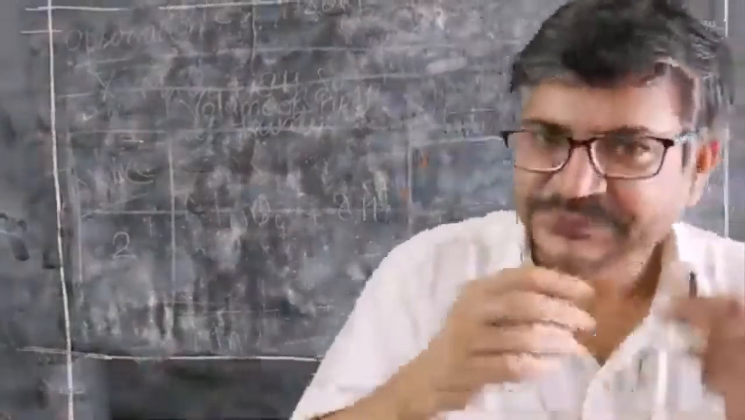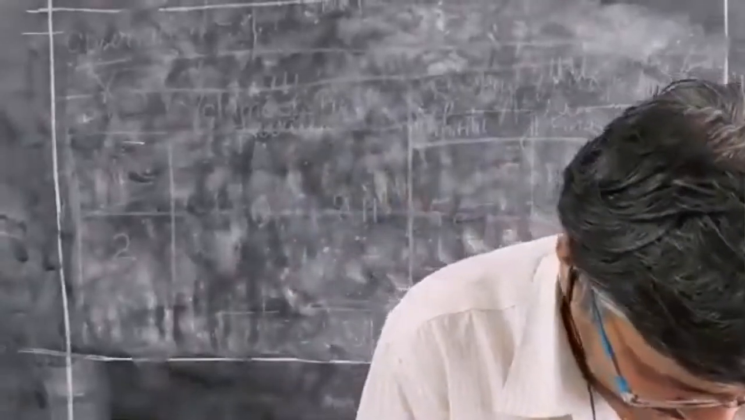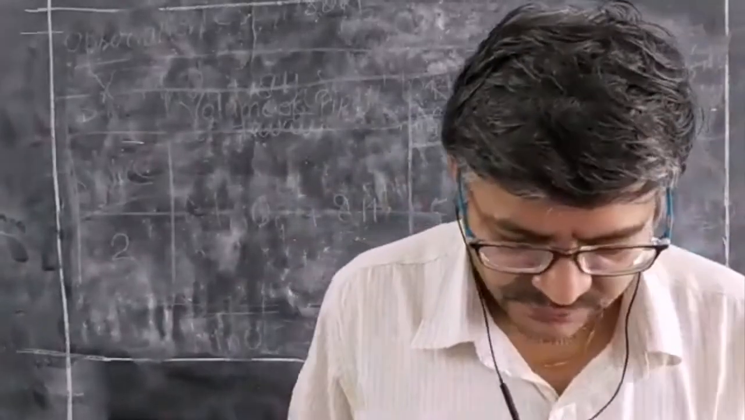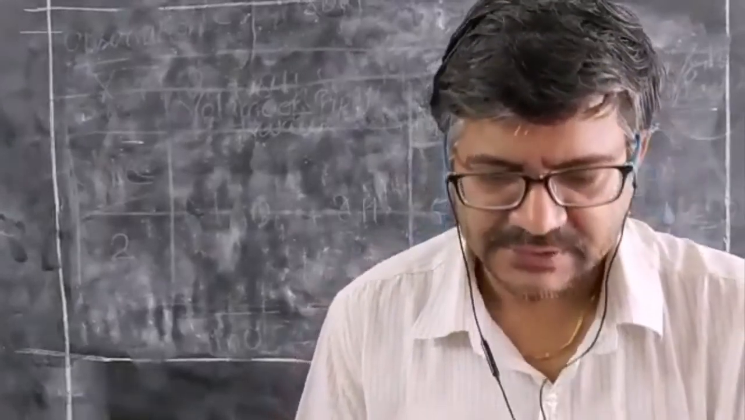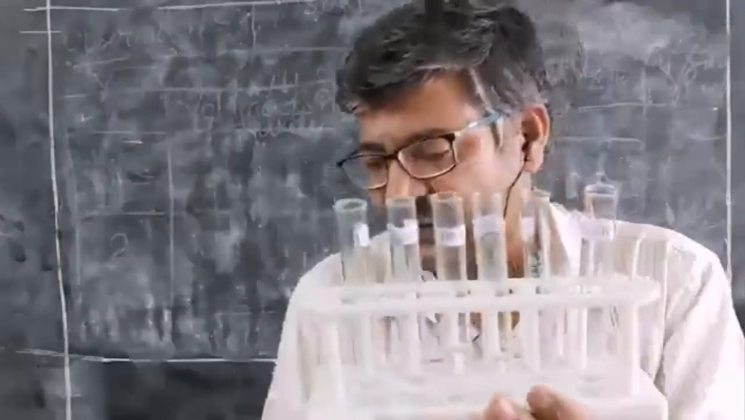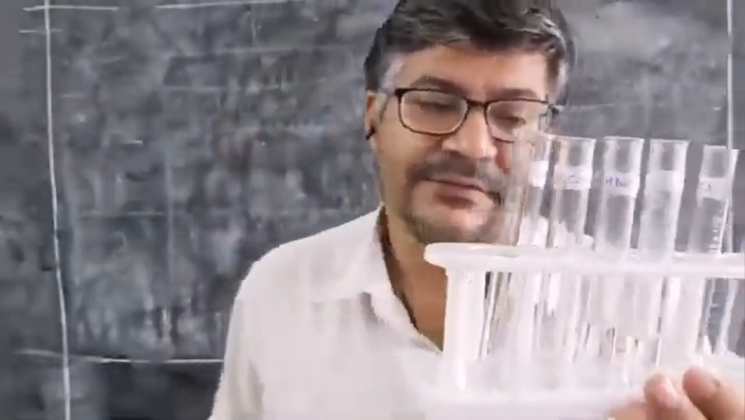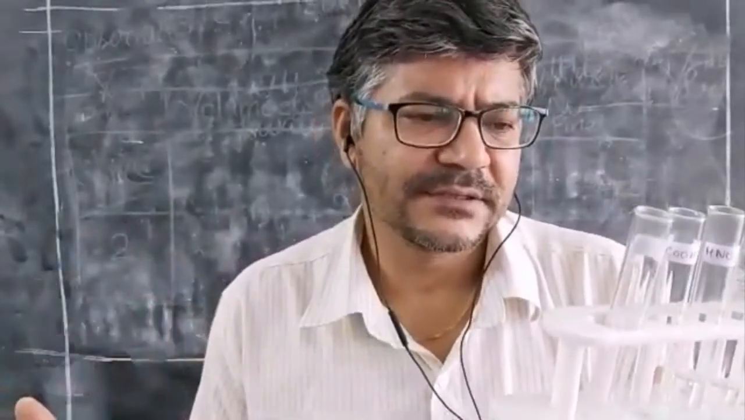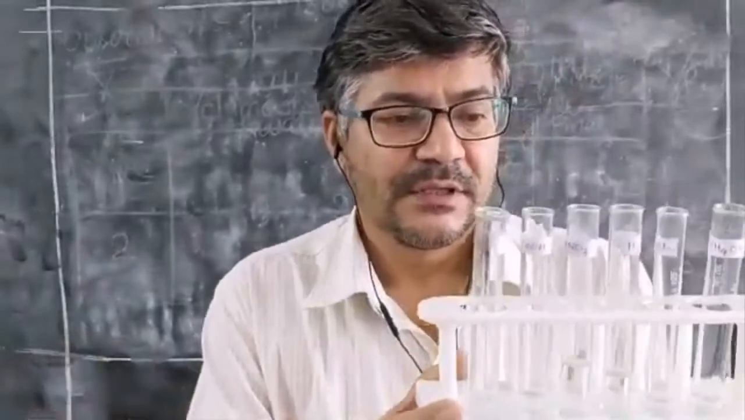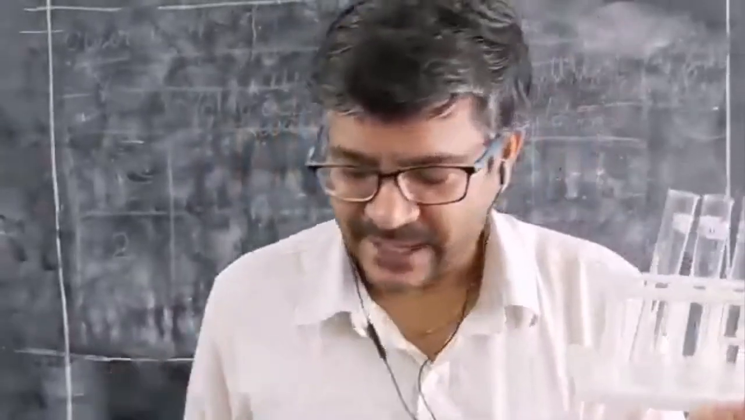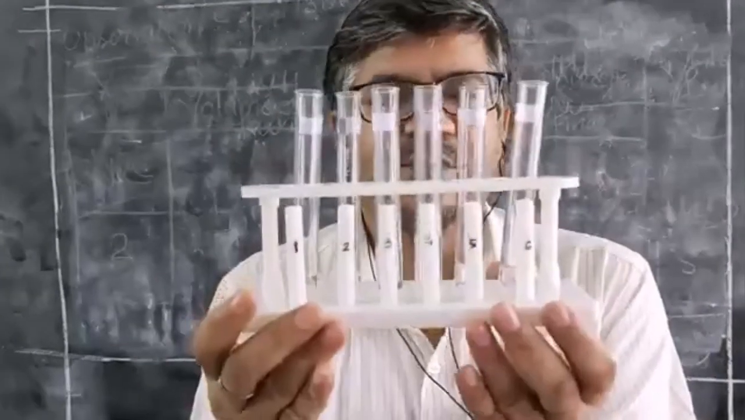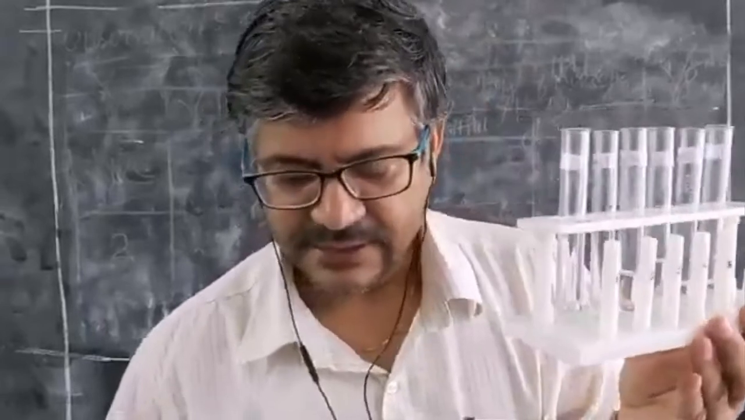Hello students, now it's time to check the pH of certain chemicals we are having with us. I have just collected 9 chemicals, and amongst these 9 chemicals there are acids and bases. They are together, but we are going to check the pH of these chemicals. I have marked these as 1, 2, 3, 4, 5, 6, 7, 8 and 9.